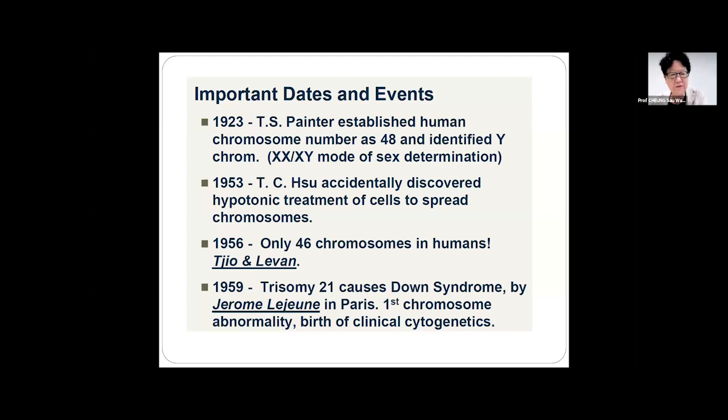So it's only in 1956 that we knew there are only 46 chromosomes in humans. And then in the late 50s to early 60s, Dr. Lejeune identified trisomy 21, called Down syndrome. And then they had the first Paris chromosome conference.